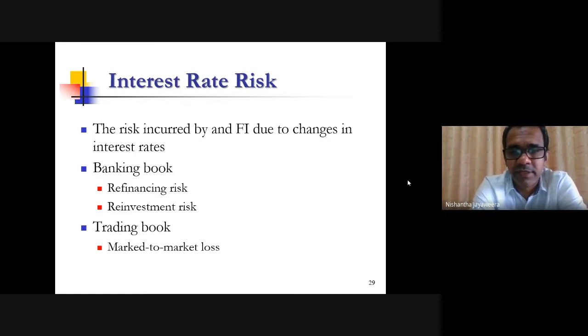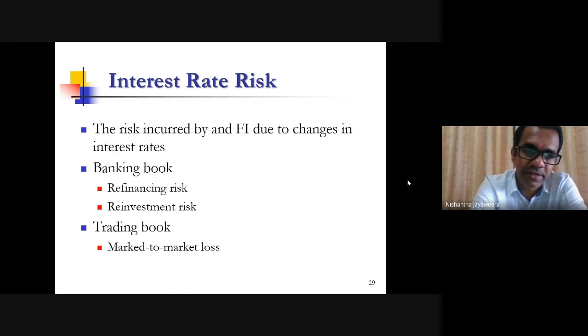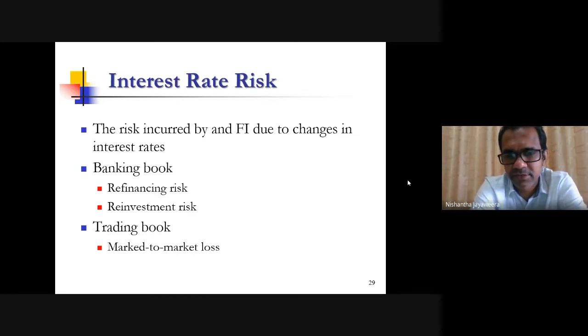By the time, if the interest rate has gone down, your reinvestment would be at a lower rate. Then your interest income may go down. Now you can see in the banking book two different risks, refinancing risk and reinvestment risk, that arise when the market moves in two different ways. Refinancing risk arises when interest rate goes up. But on the other hand, reinvestment risk arises when the interest rate goes down.